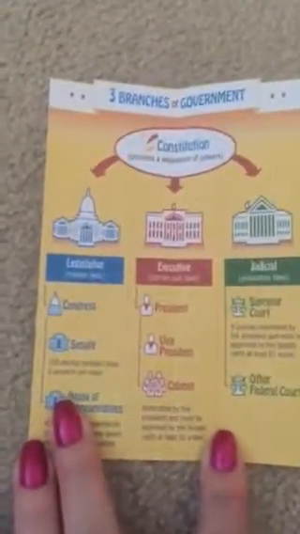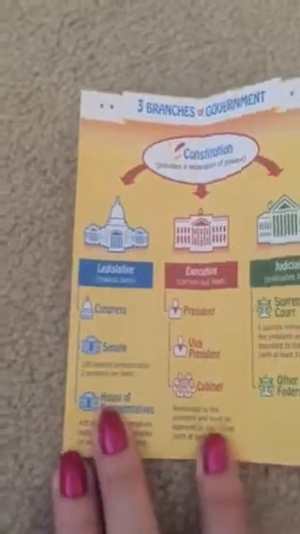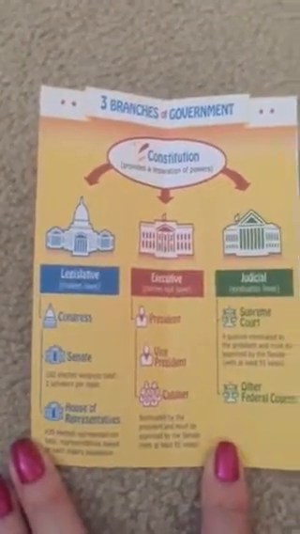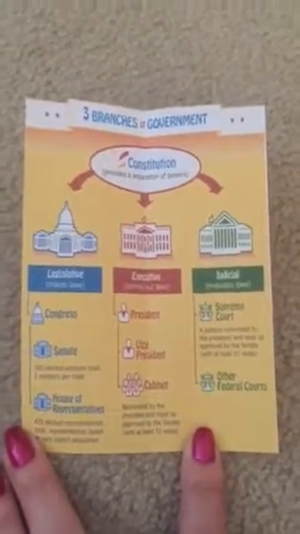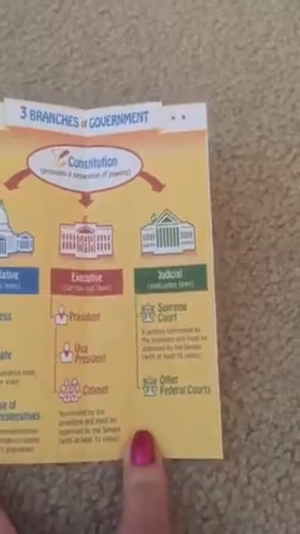And then over here we have the 3 branches of government, and so I added a little chart for the students. So the 3 branches of government: legislative, executive, and judicial. So legislative has Congress, Senate, and the House of Representatives. Executive is President, Vice President, and Cabinet, and judicial is the Supreme Court and other federal courts. And so that's just a foldable that we can slide into this pocket over here.